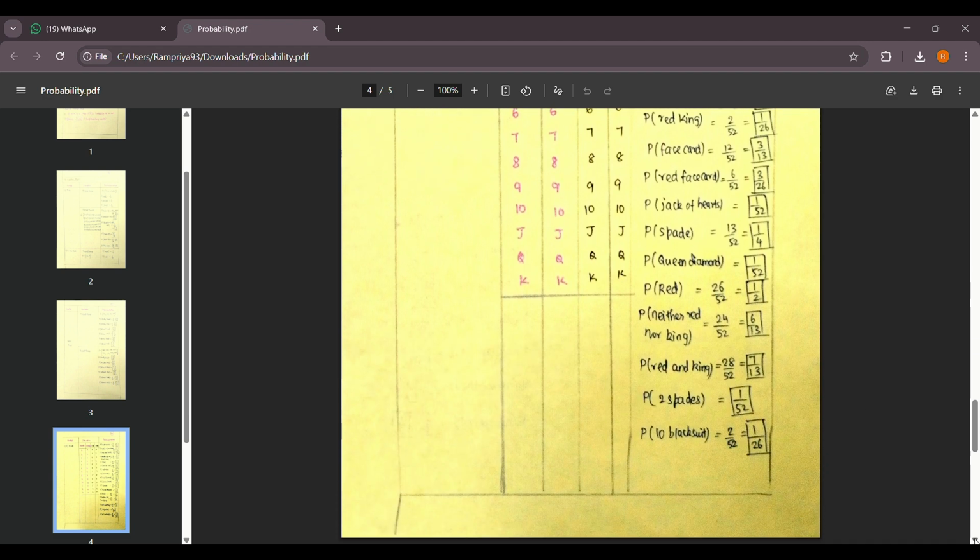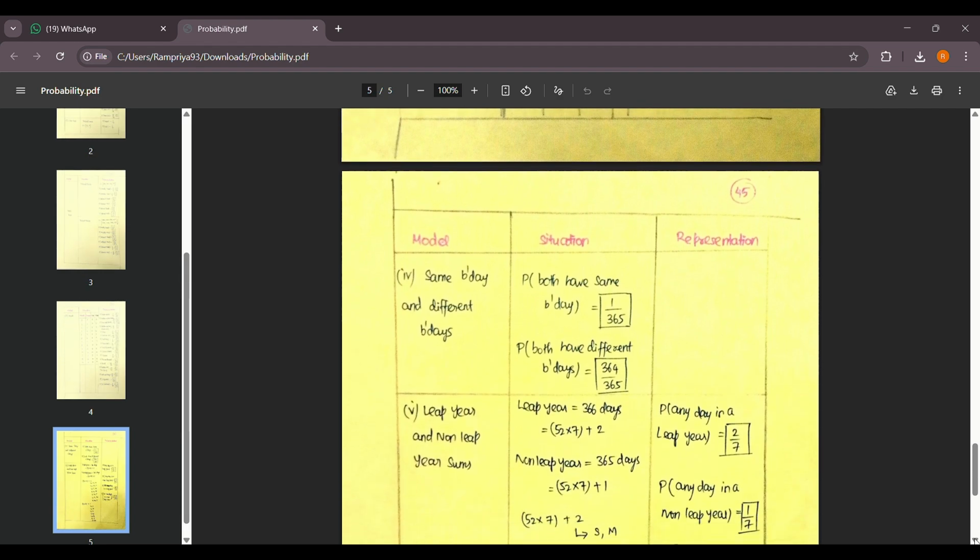I hope that it is interesting for you guys. And next is same birthday, different birthday. Like that the questions will be asked. So same birthday means probability of both of them to have the same birthday. So you have only 1 out of 365. And probability of both of them having different birthdays, you subtract it from 1. 1 minus 1 by 365, it will be 364 by 365. Complementary events. So very simple case.